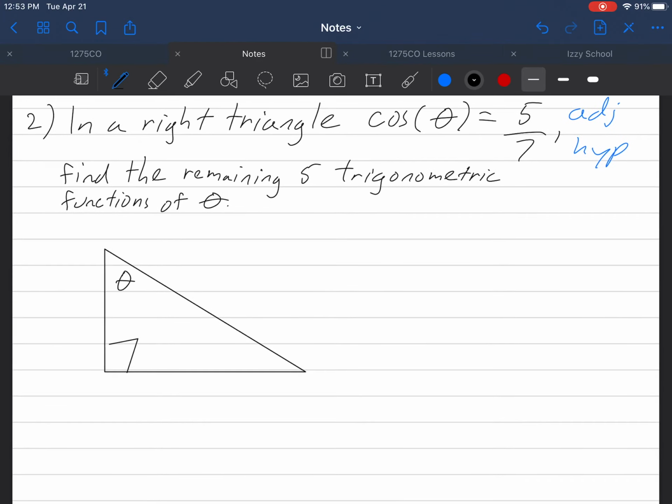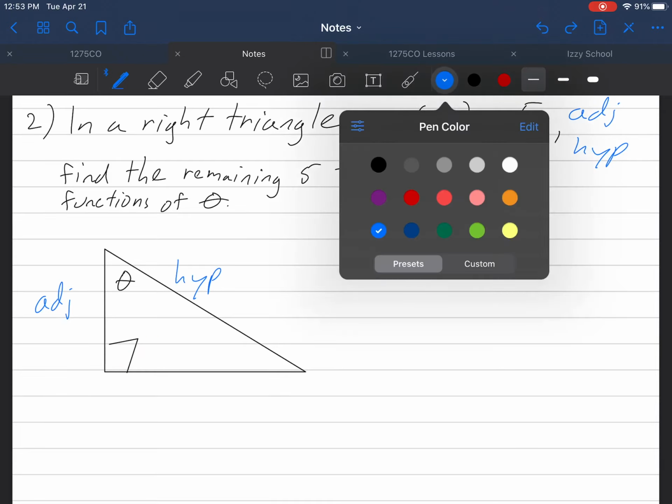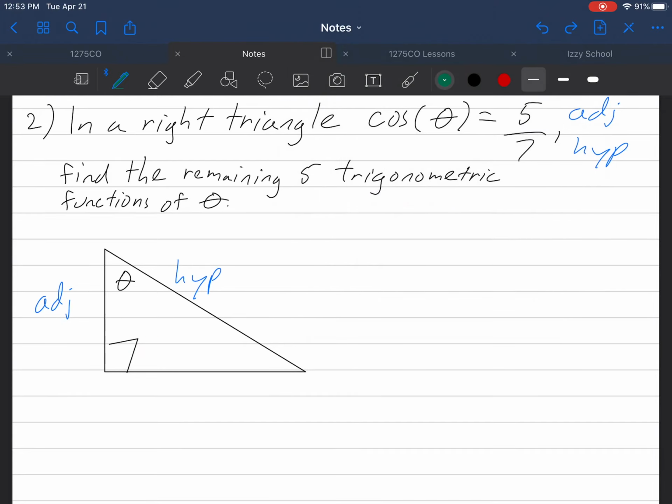So if we put theta up here, this is now our angle of focus, and the adjacent side is next to it, and the hypotenuse side, again, is the side across from the right angle. Which means that we can label this adjacent side as 5, and we can label the hypotenuse as 7.